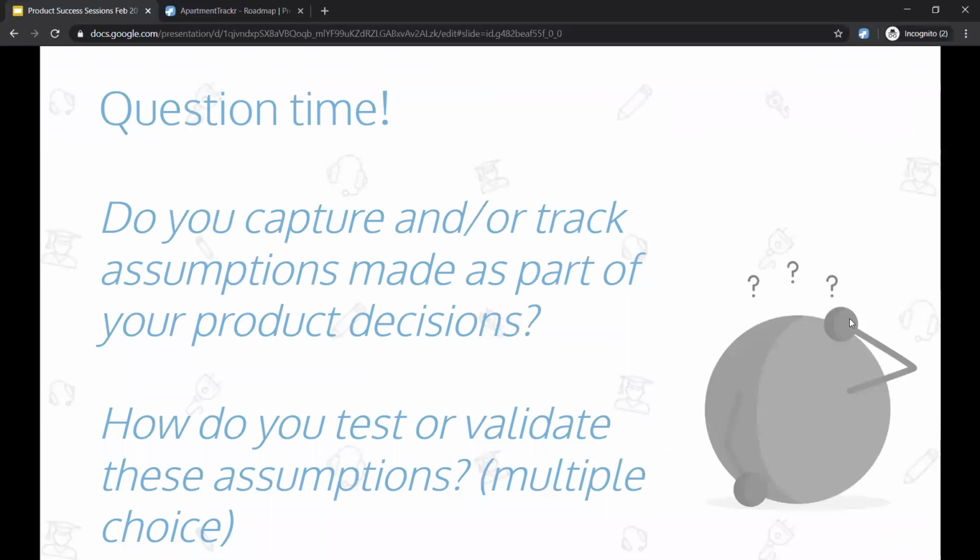So question time again. Do you capture and track assumptions made as part of your product decisions, and how do you test these? And I think, Andrea, we try to do this quite well at ProdPad. We tend to talk in hypotheses quite a lot, and like you mentioned, we're doing a lot of experiments and trying to always make sure that we are validating our hypotheses and assumptions properly, and tracking these through retrospectives.